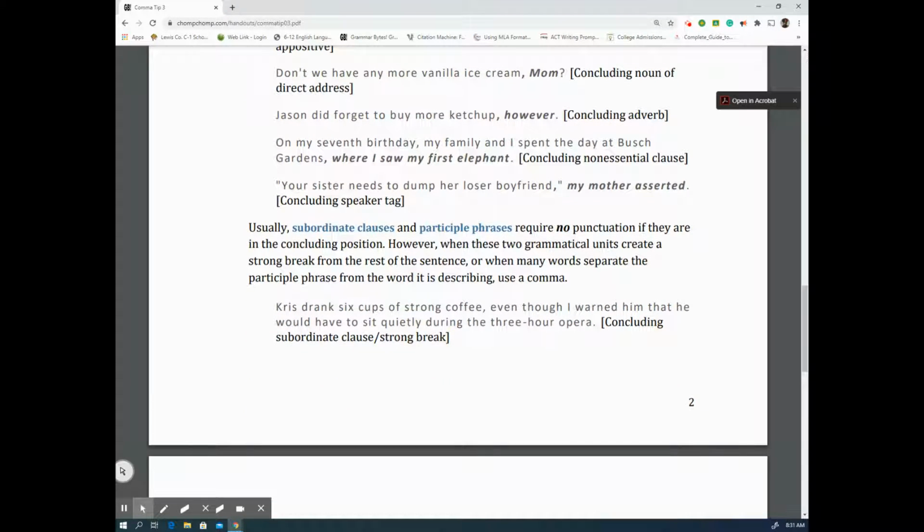Let's see, concluding adverbs. So, "Jason did forget to buy more ketchup, however." Obviously there would have been some other sentences to go with this, but here we have the concluding adverb.